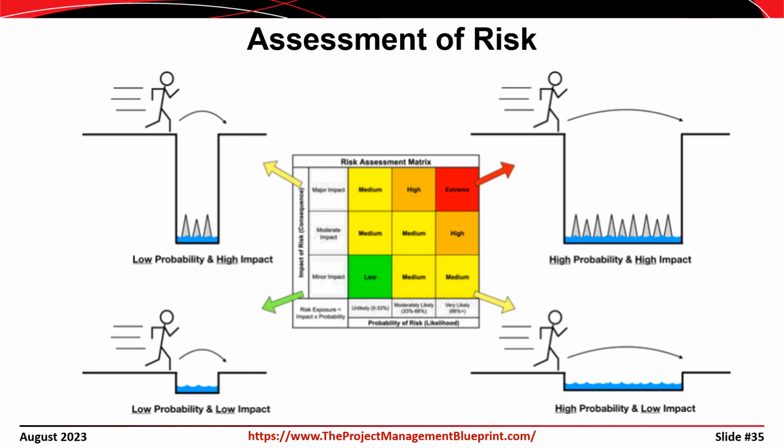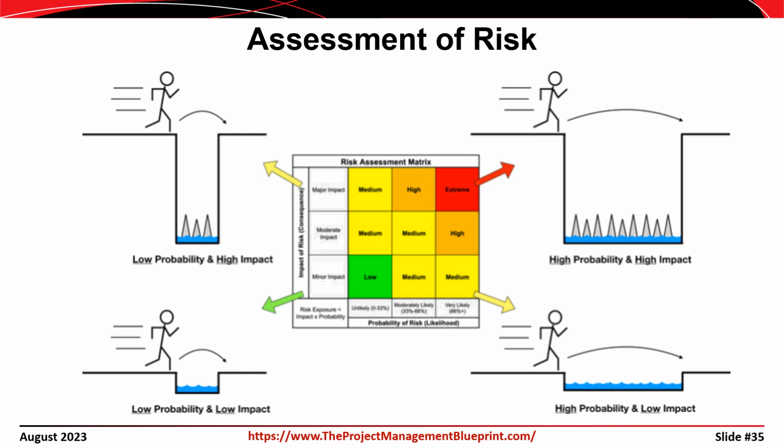So in all 4 different cases here, you can see an individual jumping over a pit. In the lower left case, you have a low likelihood that the individual is going to fall into the pit, and the consequences are fairly minimal as well. Even if he doesn't make it when he tries to jump over the pit, all he does is get his feet wet, so no big deal, right?